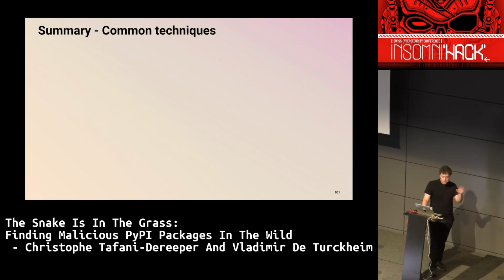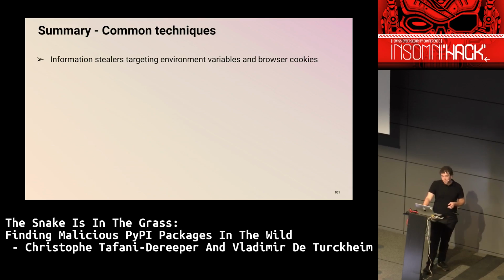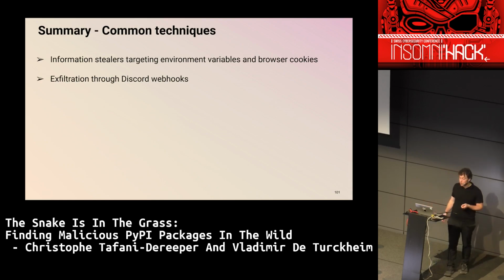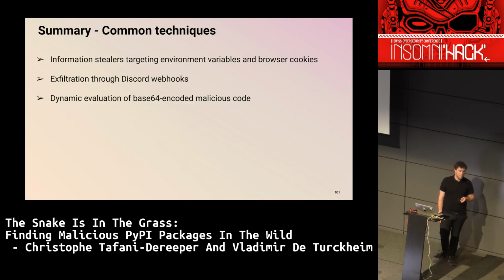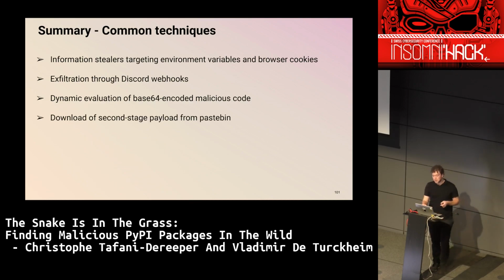So in summary, maybe because we are not going to discuss the 891 packages that are published right now, we see a lot of information stealers that are looking for your environment variables, your browser cookies. We see a lot of exfiltration through Discord webhooks, a lot of that. So maybe that's an interesting detection to build on your proxy. And a lot of dynamic evaluation, like something that basically does eval of base64 decode something.